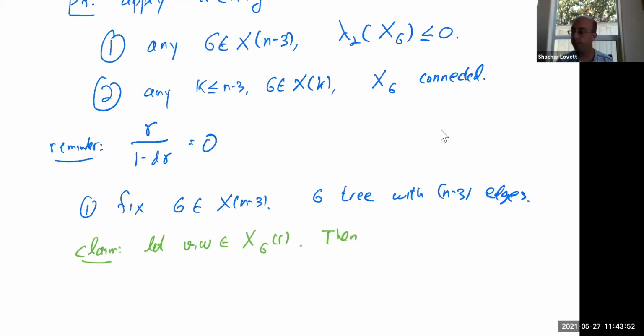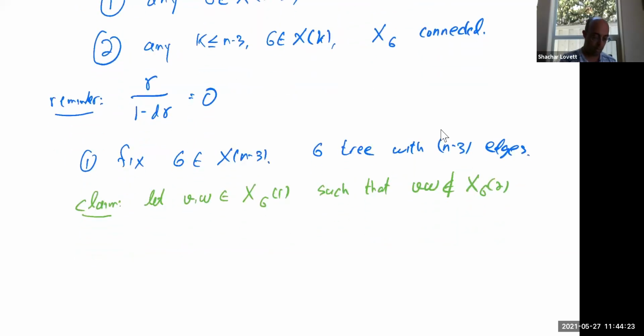Sorry. Let VW be two edges such that I cannot add both of them. All right, so these are two edges. Each one individually I can add to the tree, still a tree, but if I add both of them, I get a cycle.